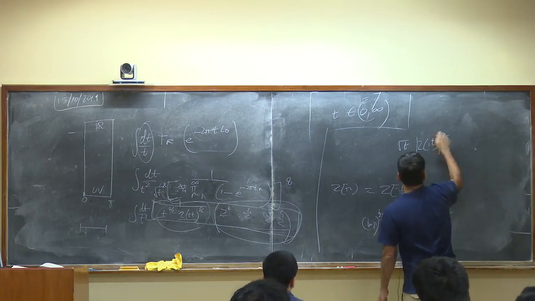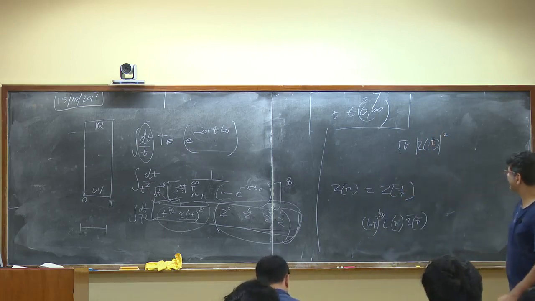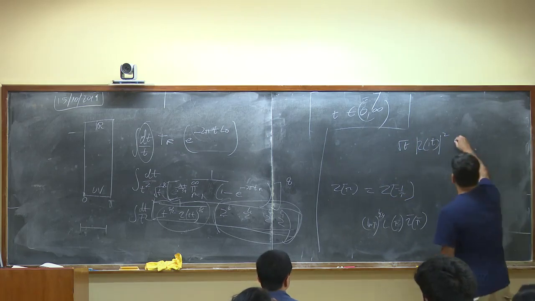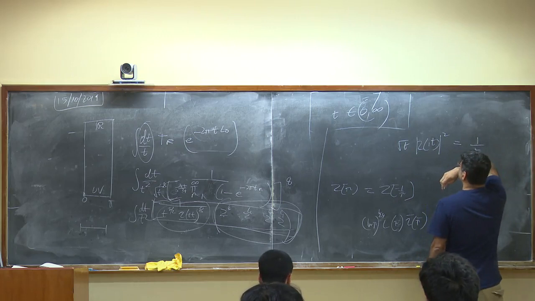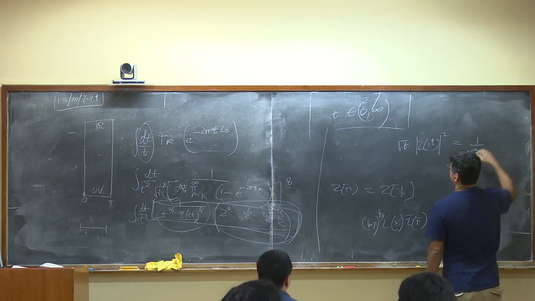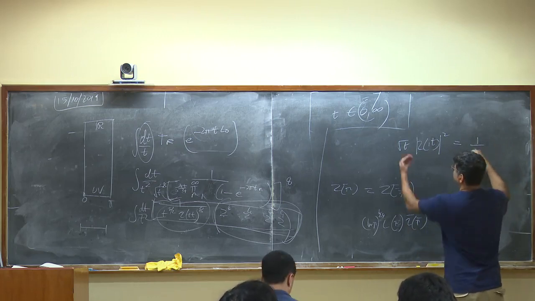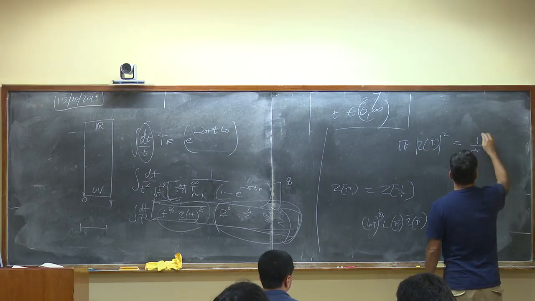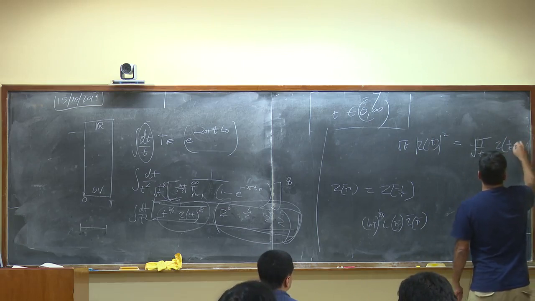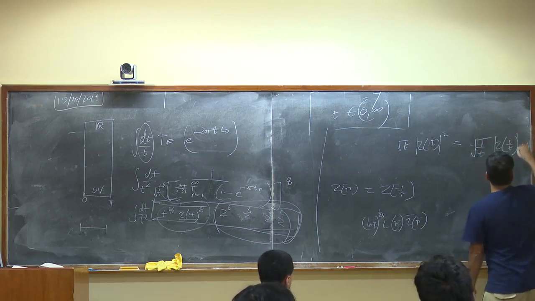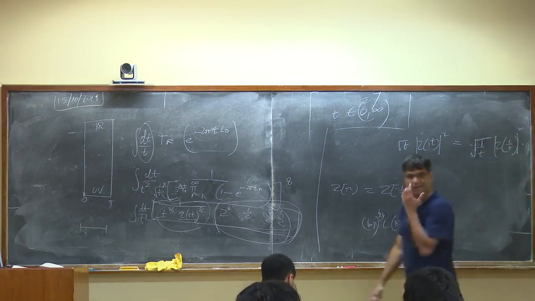Eta of it times square root t squared is equal to 1 by square root t, so just take t to 1 by t. So square root of 1 by t times eta of i by t mod square. This is the correct equation.